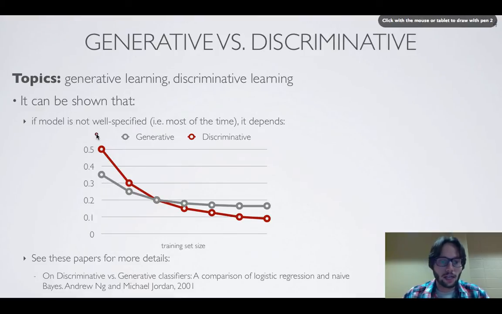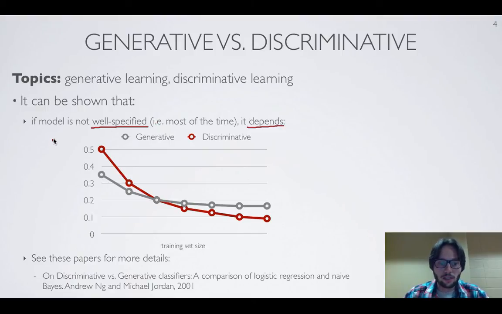However, if the model is not well specified, which is really most of the time, so if data was generated by some experts that labeled some data, then this is a process that is almost certainly more complicated than the model we've written down in math. So really, for essentially all interesting problems, the model will not be well specified. Then the picture is not as clear.